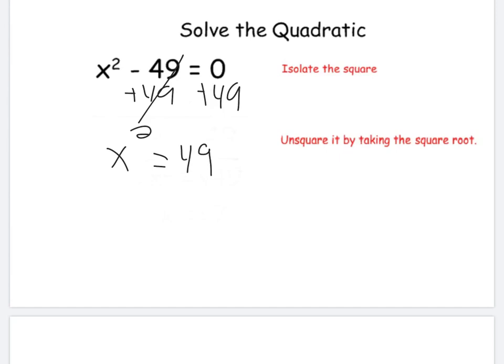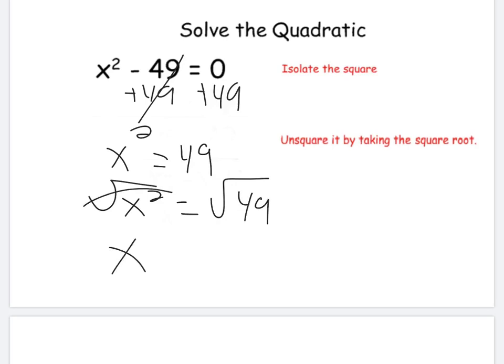I can now unsquare it by taking the square root of each side. So I can take the square root of x squared and the square root of 49. The square root and the square cancel each other out again, so I'm left with x. The square root of 49 is 7. And remember, we need to include both the positive and the negative version. So my answer is x equals plus or minus 7.